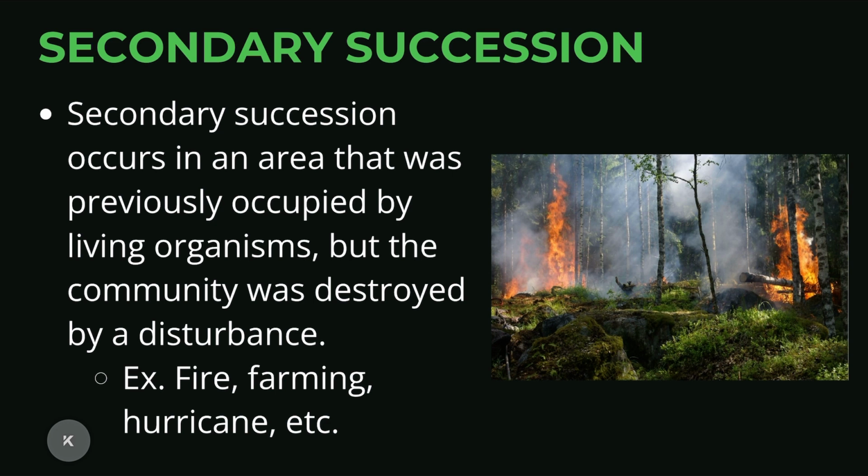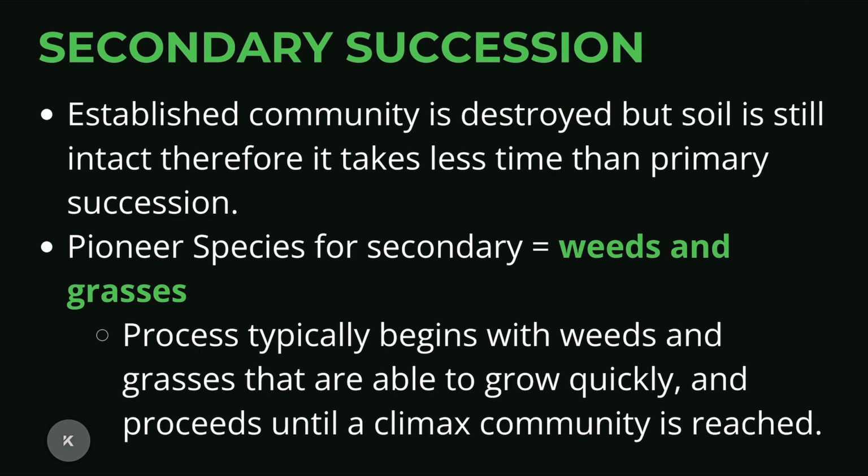Secondary succession is going to occur in an area that was previously occupied by living organisms, but the community was destroyed by a disturbance. This disturbance could be a forest fire, it could be farming, it could be a hurricane, anything that's going to remove the majority of living organisms out of that area.